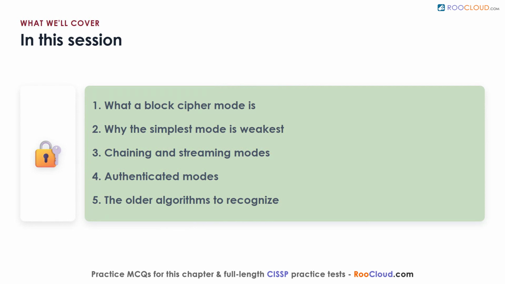We'll answer several questions. What is a block cipher mode of operation? Why is the simplest mode also the weakest? How do the chaining and streaming modes improve on it? What extra do the authenticated modes provide? And what are the older algorithms you still need to recognize?